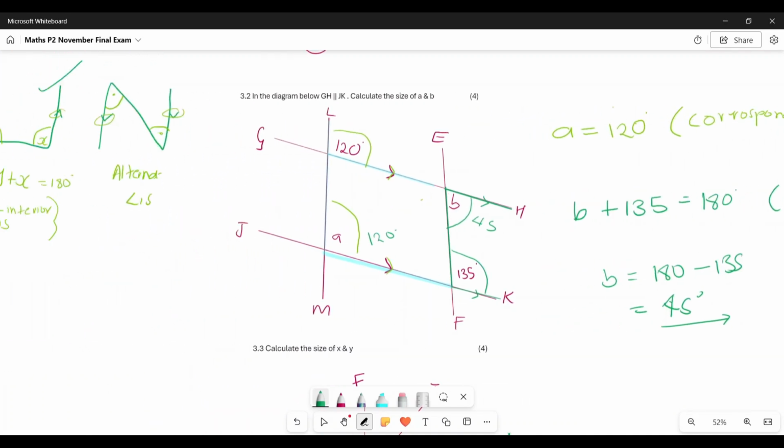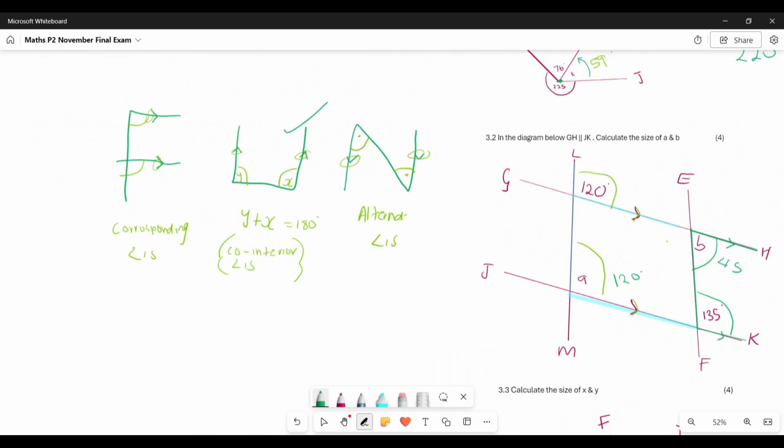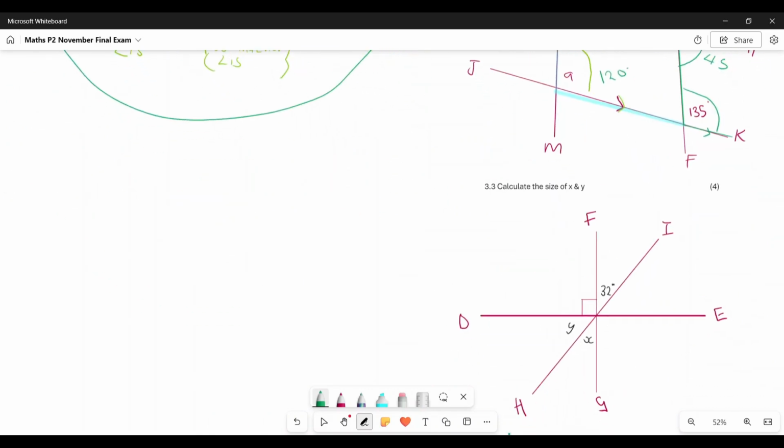Now, remember, every time whenever you have parallel lines, try to identify these shapes and try to use your given to solve using your fun shape, right? Now, let's move on to the next question.